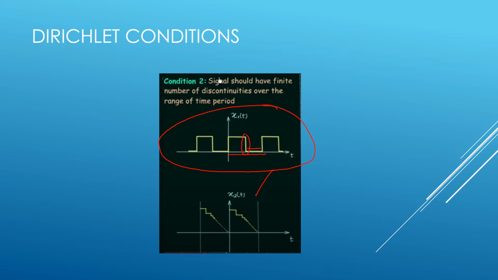Okay. Now look at the second function. In the proposed limit, you can see there are discontinuities. An infinite number of discontinuities are there, not a finite number. So this is not satisfying the Dirichlet condition.